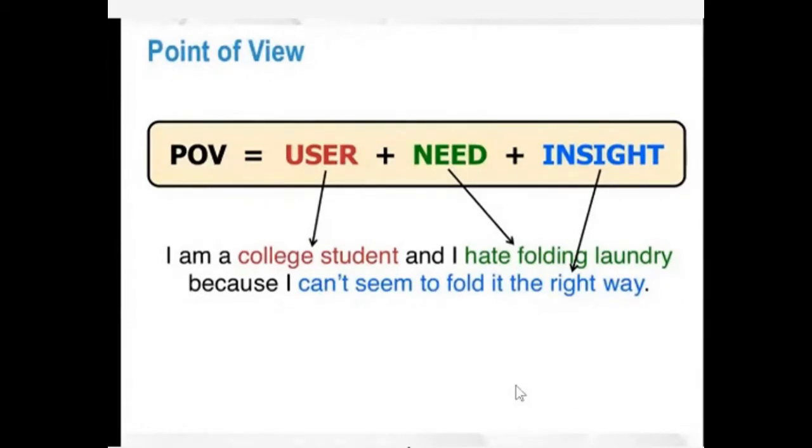So this is a point of view that you have to look at. From the discussion that we have, I made a statement. I am a college student. I hate folding laundry because I cannot seem to fold it in a right way. So who is the user? College student. What is the need? You have to understand what is his needs. Folding his clothes. Why is he hating it? Because he cannot fold it in a right fashion. So user plus need plus insight is the point of view.